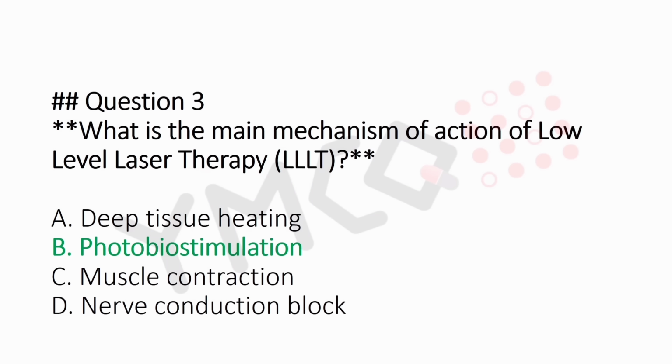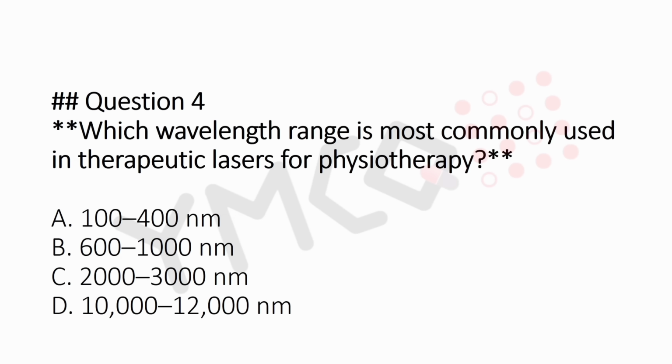Now let's move to question number 4. Which wavelength range is most commonly used in therapeutic lasers for physiotherapy? Option A, 100 to 400 nanometers. Option B, 600 to 1000 nanometers. Option C, 2000 to 3000 nanometers. Option D, 10,000 to 12,000 nanometers. And the answer is option B, 600 to 1000 nanometers.